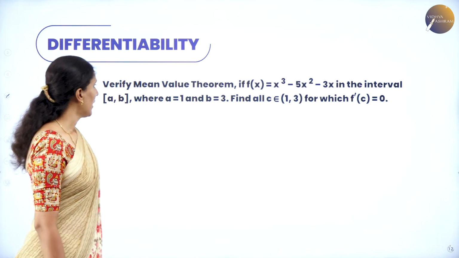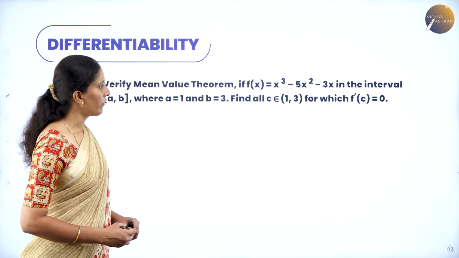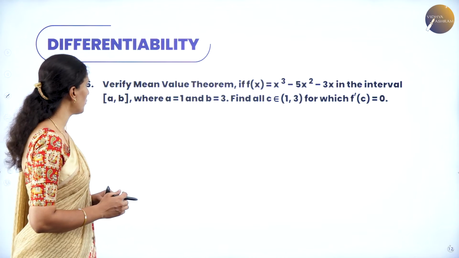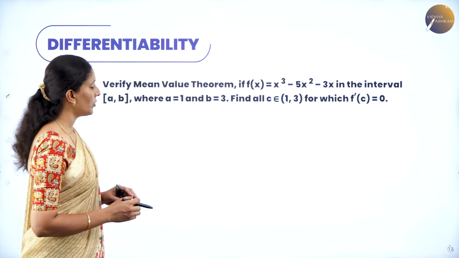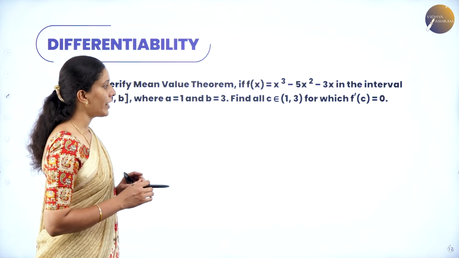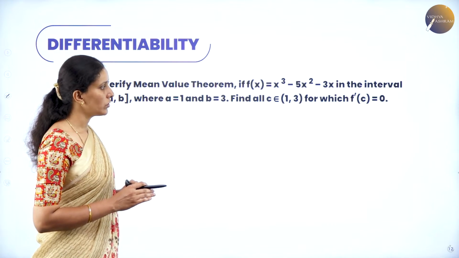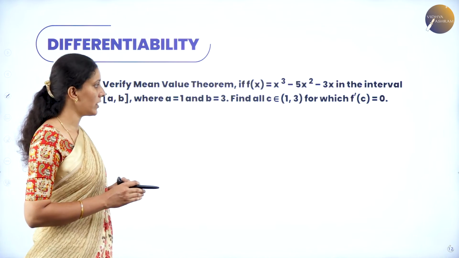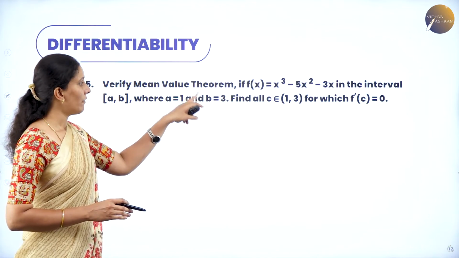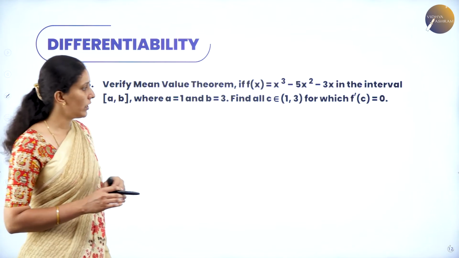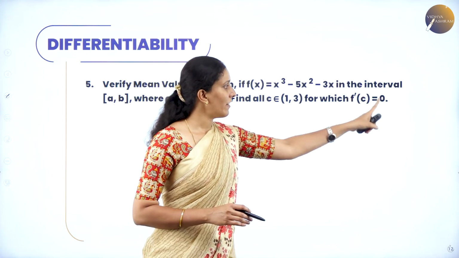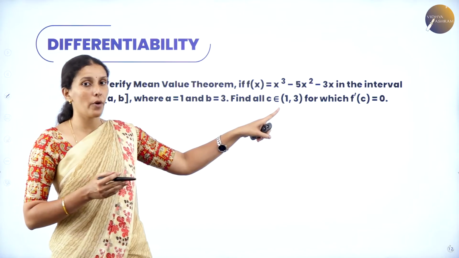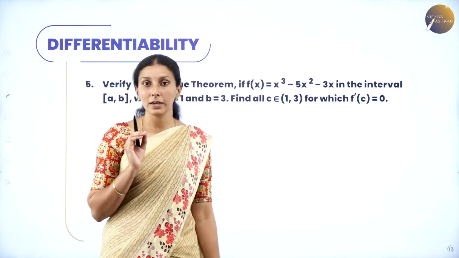Next question. Verify mean value theorem if f of x is equal to x cube minus 5x square minus 3x in the interval a comma b where a is equal to 1 and b is equal to 3. Find all C belongs to interval 1 comma 3 for which f dash of C is equal to 0. So until here you have to verify mean value theorem. So here in the second case f dash of C becomes 0 means it is nothing but the Rolle's theorem. You have to find the point where f dash C becomes 0.